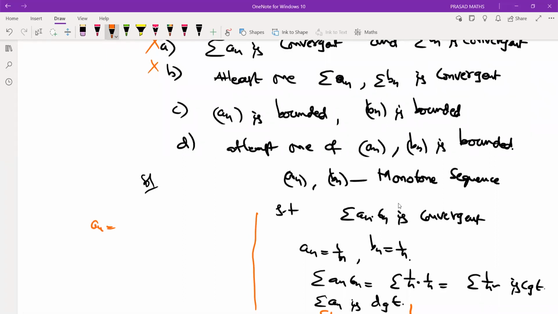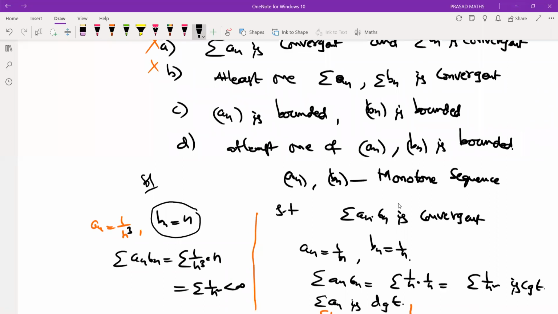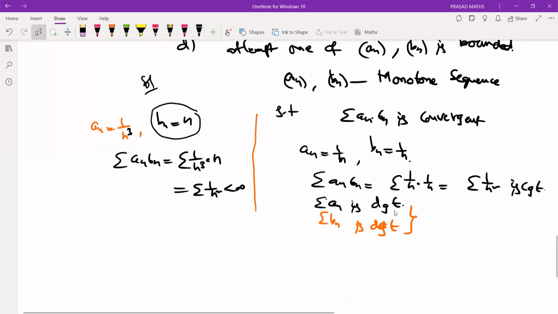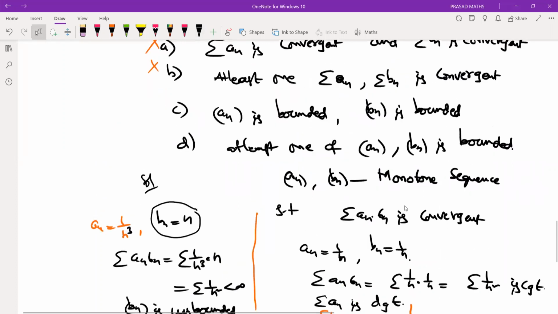Suppose I take a_n equals 1 by n cube, and b_n equals n. So what is summation a_n b_n? 1 by n cube into n, that means summation 1 by n squared. This is a convergent series, no doubt, by p-test. But is b_n a bounded sequence? It is unbounded. So option C is discarded.